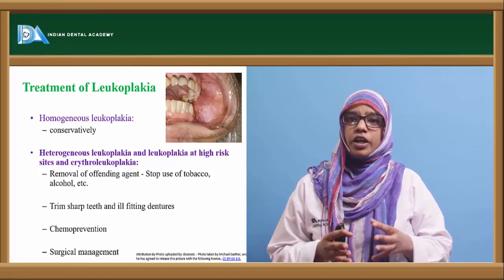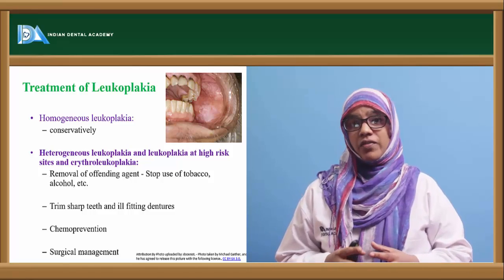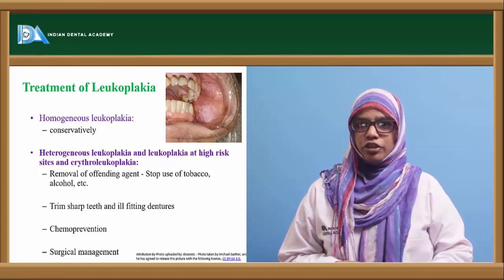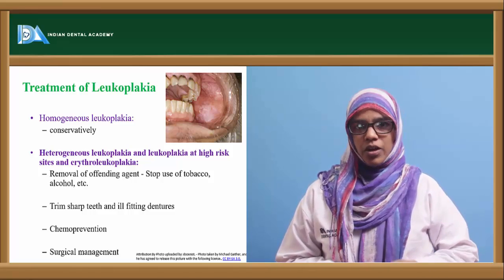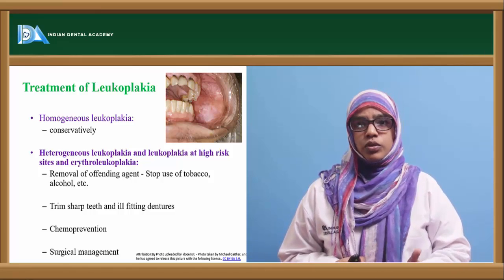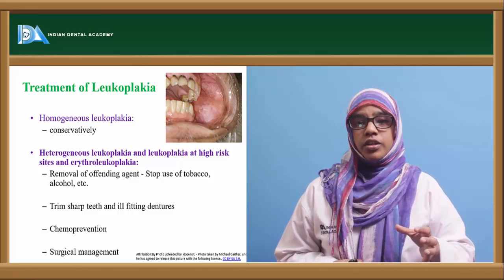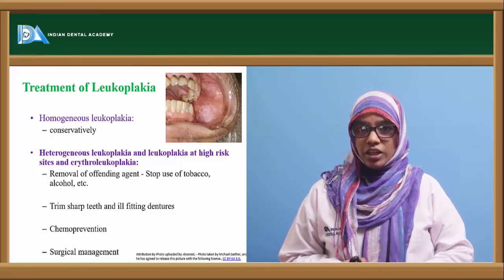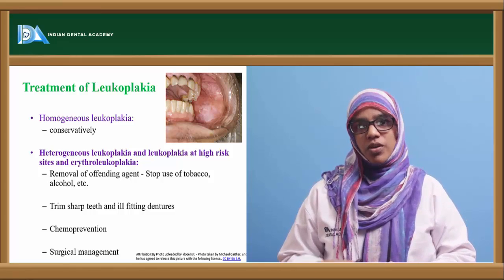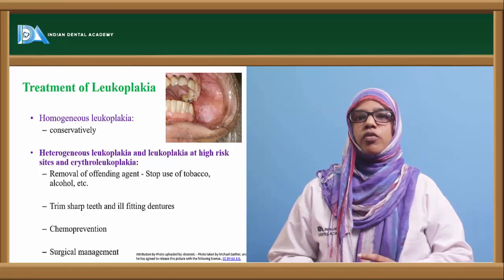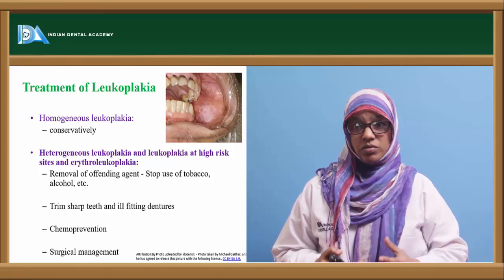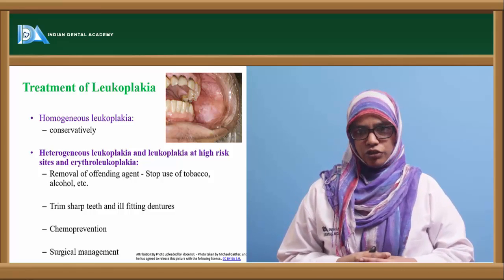Now, in case of heterogeneous leukoplakia, or leukoplakia at a site of higher risk, or erythroleukoplakia, removal of the offending agent is a must. That is, stoppage of tobacco, alcohol or any kind of ill-fitting dentures, trimming the tooth and so on. Then use chemoprevention. Chemoprevention is nothing but medications, basically multivitamins or antioxidants, used to treat this morphological alteration, like carotenoids, beta carotene, lycopene, vitamin A and vitamin E. These are the chemopreventive agents.